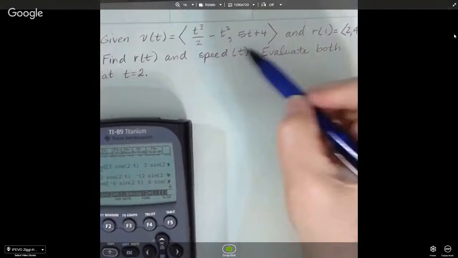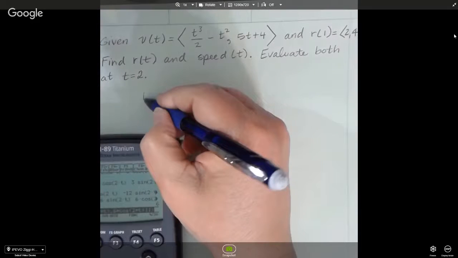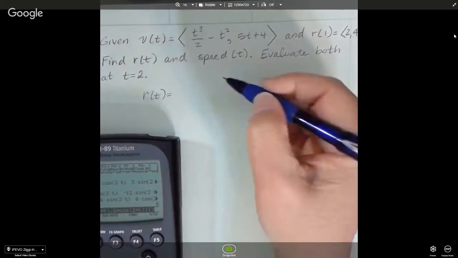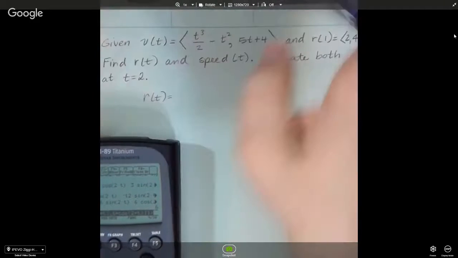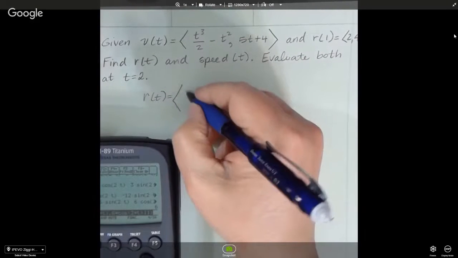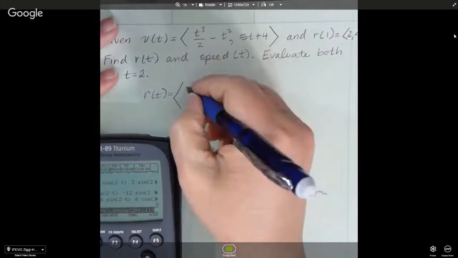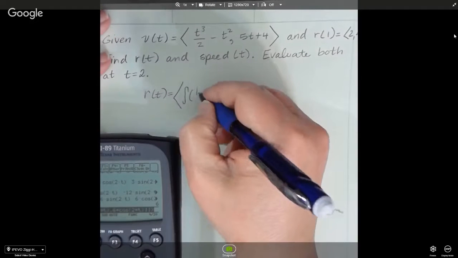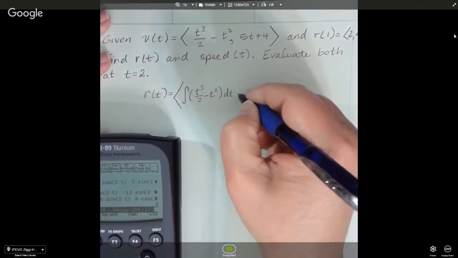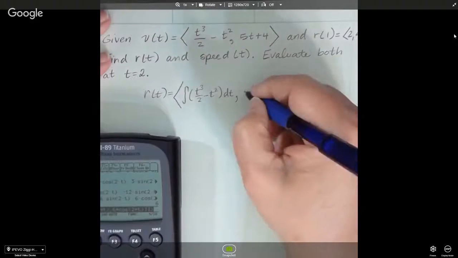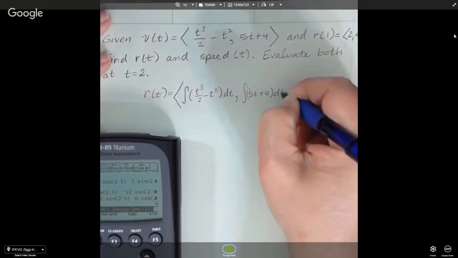Okay, so if I'm given the velocity vector, I know that the position vector is going to be equal to, I'm sorry, the antiderivative of each of the component parts. So we're going to take the antiderivative. I can do my integral sign here, of t cubed over 2 minus t squared dt, comma, the integral of 5t plus 4 dt.